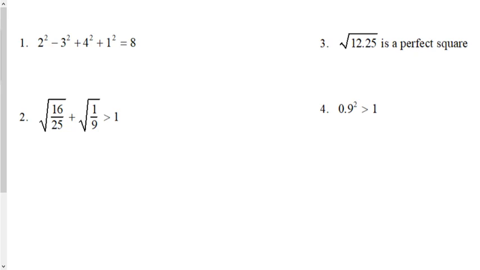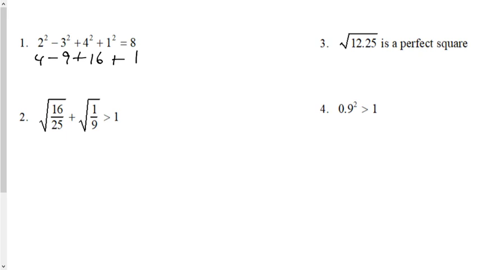The first question says 2 squared minus 3 squared plus 4 squared plus 1 squared is equal to 8, true or false? So obviously what we're going to do is solve it. 2 squared is 4. 3 squared is 9, because we know that when you square a number, you multiply it by itself. 4 squared is 16, and 1 squared is not 2, it's just 1. So if this equals 8, then the answer is true.